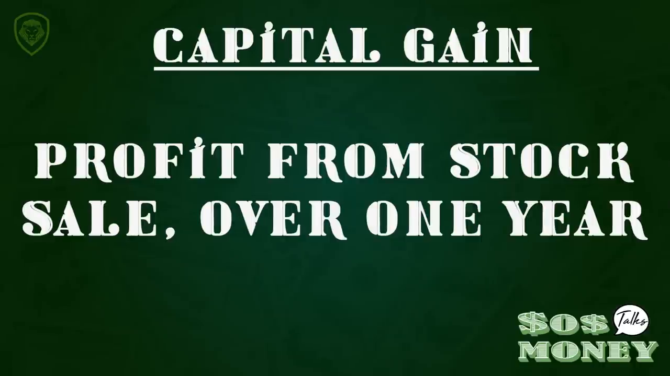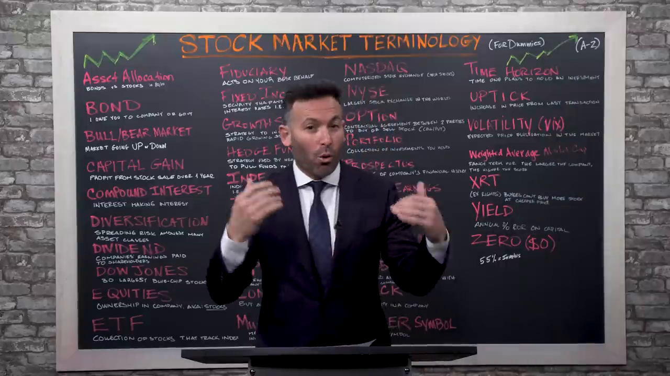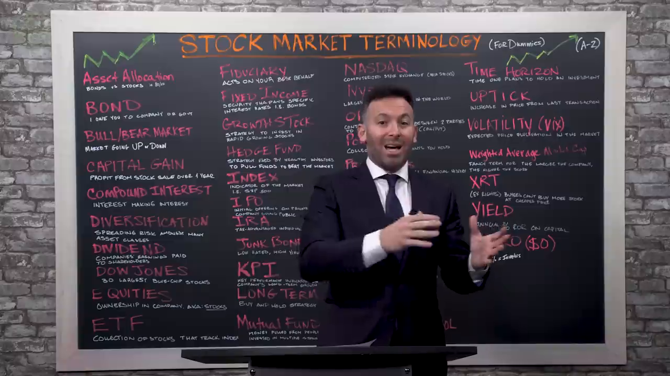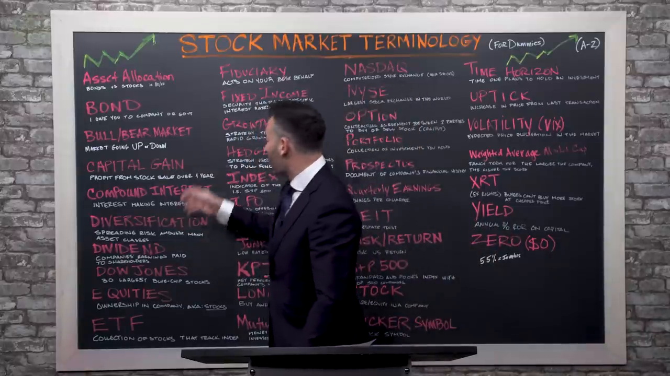Next thing you know, you got capital gain. Capital gain is a profit from a stock sale, and it's usually over 1 year. So sometimes you get taxed at ordinary income. That's income that you make in a year or less. Capital gain is a year or longer.